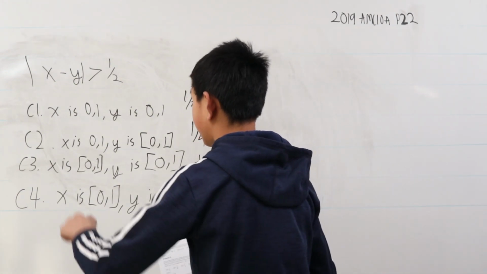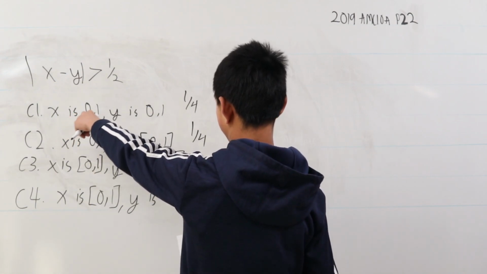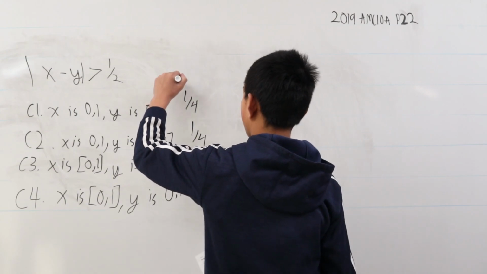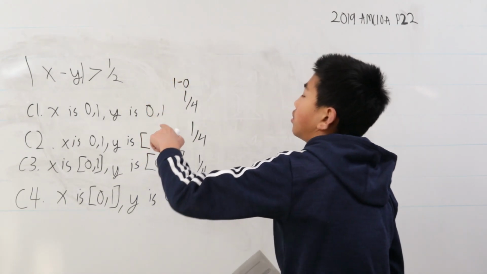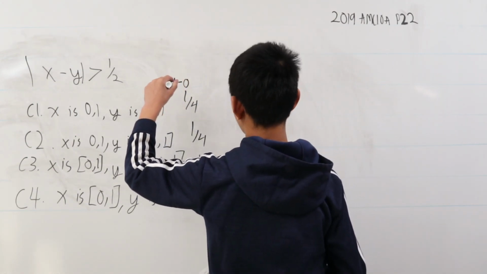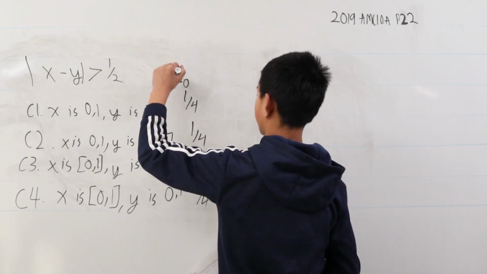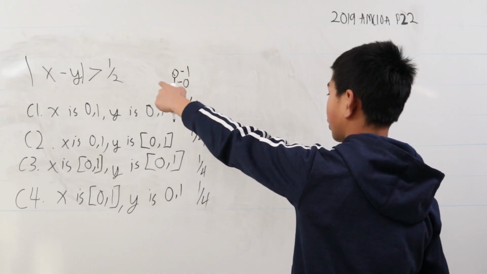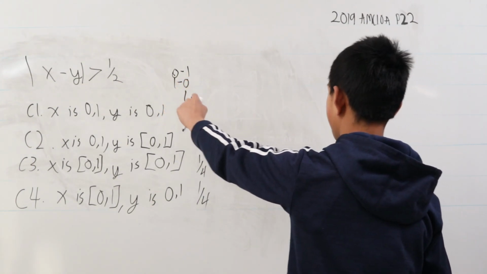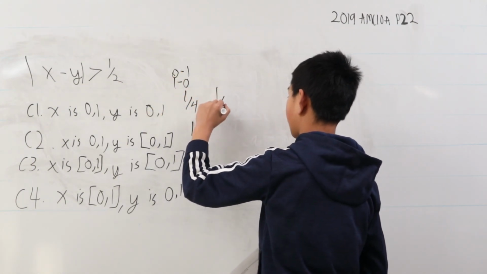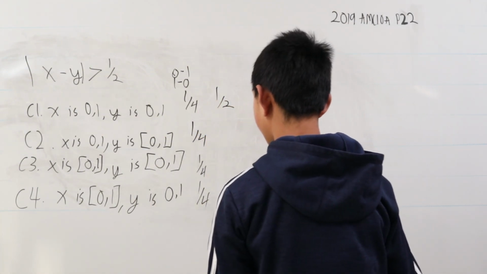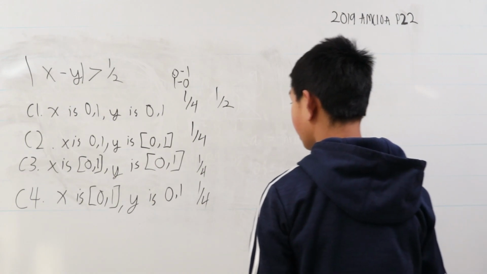Now, the chance for success on case 1: it's only 1 minus 0. That's the only way, because it's only 0 or 1. 1 minus 0 or 0 minus 1. Since there are 2 ways to do this, but 1/4 probability, this is a 1/2 chance rate for success. So case 2, let's look into it.